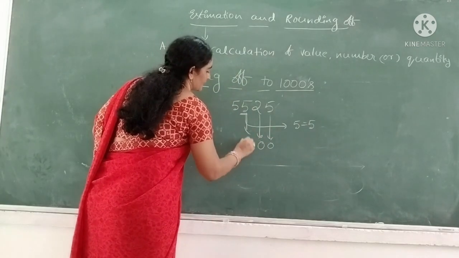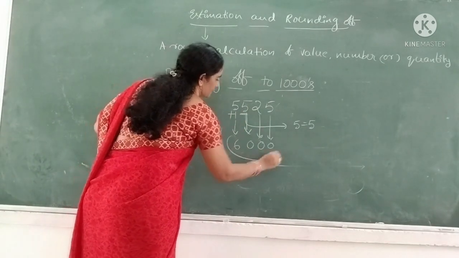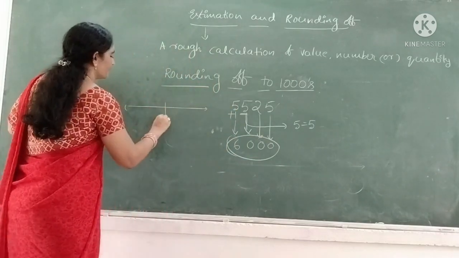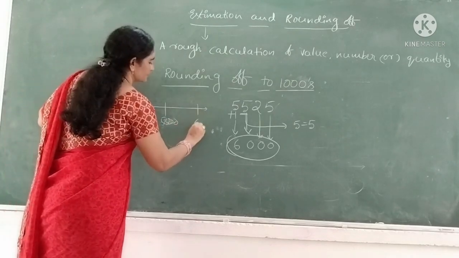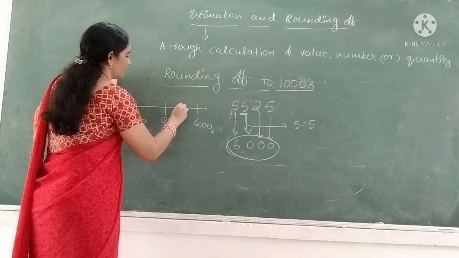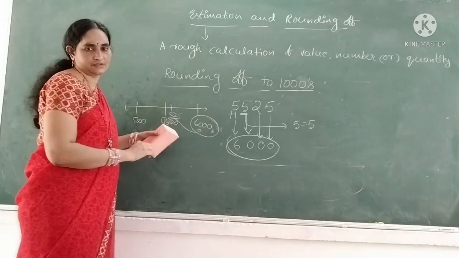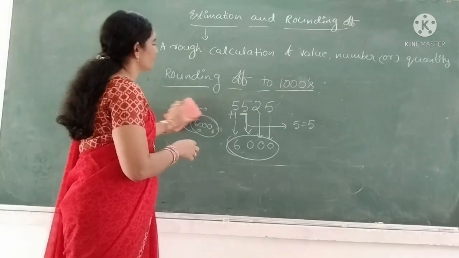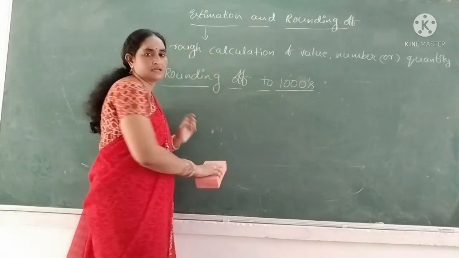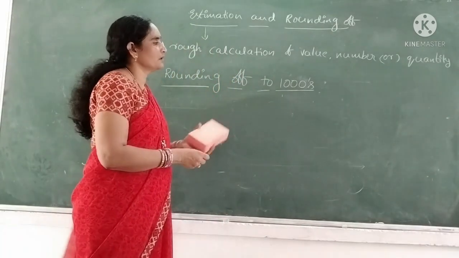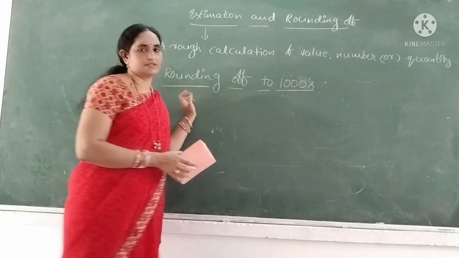It becomes 0, the 10th place and 100th place become 0, and the 1000th place gets plus 1. This is 6000. We have to remember the line: 5500, 5000, 6000. 5525 is nearest to 6000. So we learned rounding off to tens, hundreds, and thousands. Now we learn about operations: addition, subtraction, multiplication, and division.